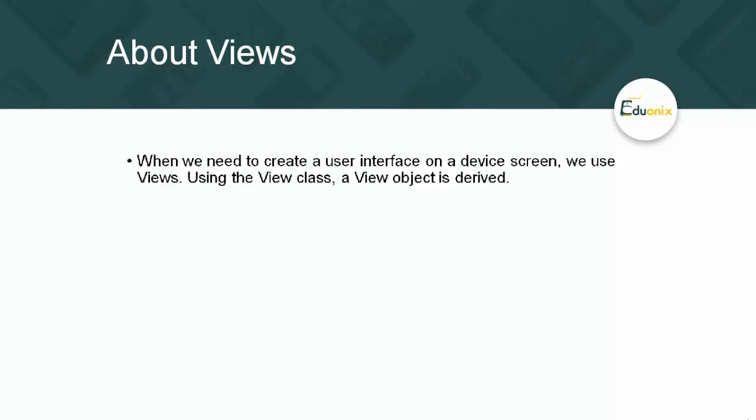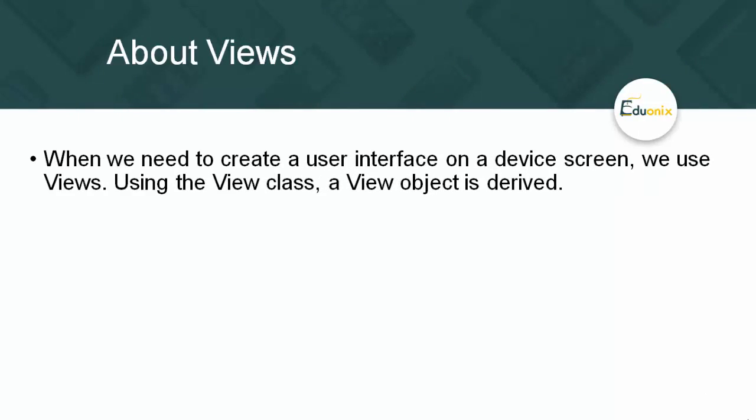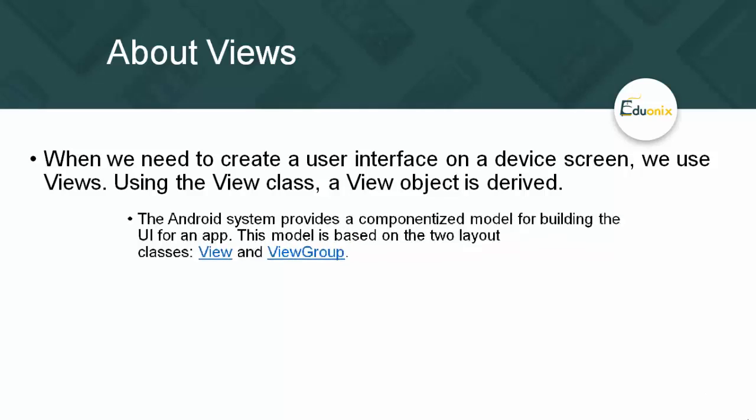The user interface elements in an Android app are built using a view and view group objects. When we need to create a user interface on a device screen, we use views. Using the view class, a view object is derived.